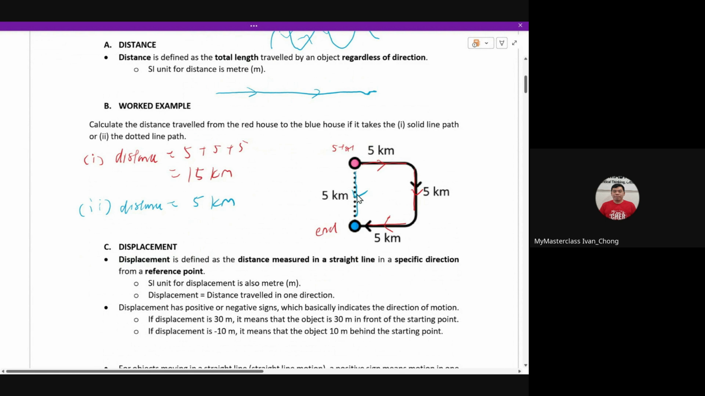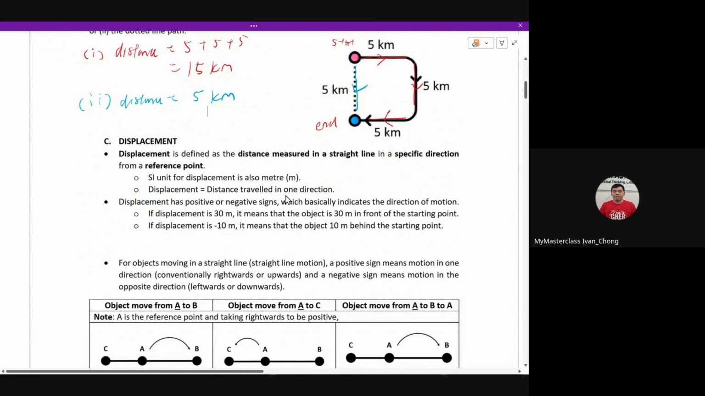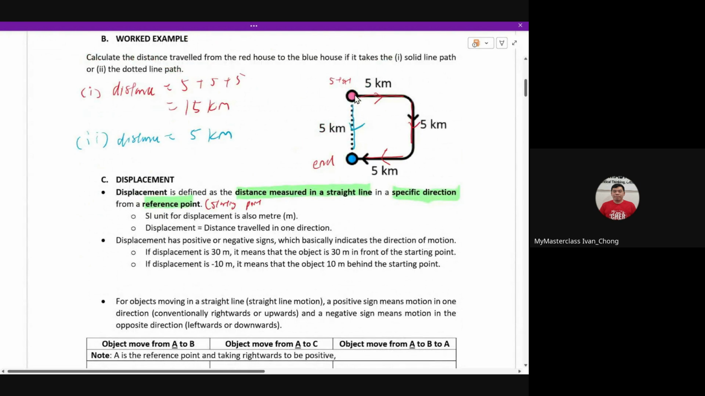So in this case itself, what exactly is going on here? The thing is, we're going to learn about something that is very, very similar to your distance. It is its cousin or brother. It is displacement. So displacement is the distance measured in a straight line, and it must be in a specific direction from the starting point. So this guy is the starting point. What I mean by this is, for example, if we take the red house as the starting point, this is your ending point.